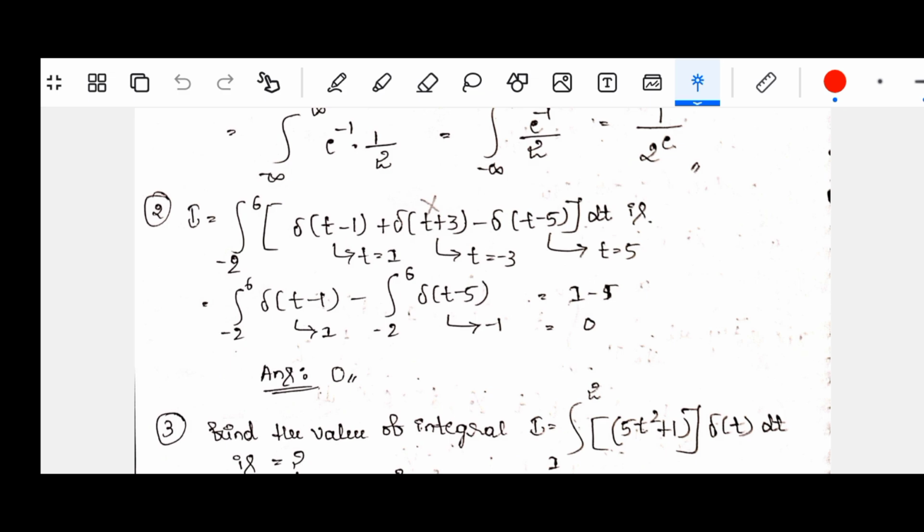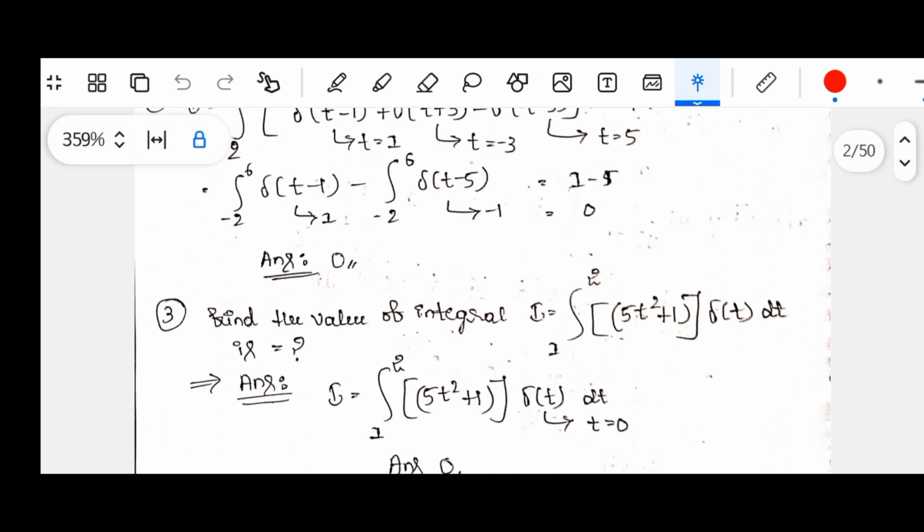So next, continue. Integration from minus 2 to 6 of delta of t minus 1 is equal to 1, minus integration from minus 2 to 6 of delta of t minus 5, which will be minus 1. Therefore plus 1 minus 1, so the answer will be 0.